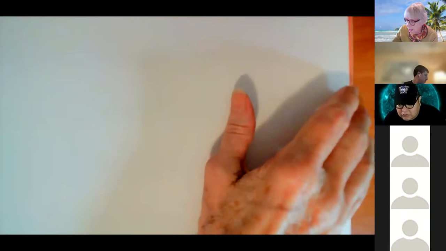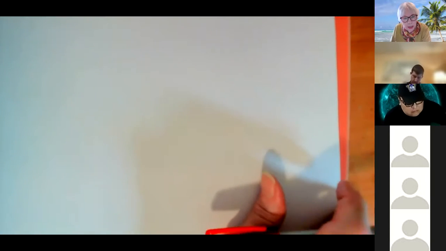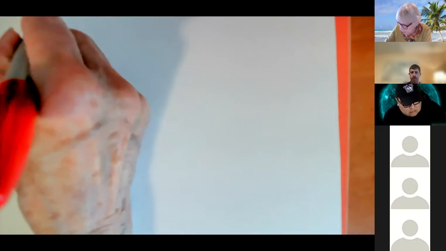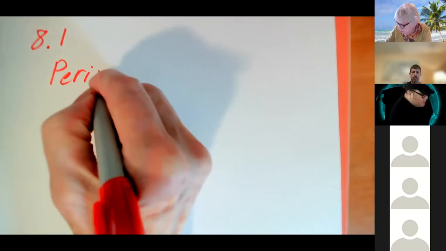And so these are the kind of formulas that get used in geometry, and you may or may not have to memorize them. You can put it on a note card or something if you need the formulas, but most of it actually makes sense. And so I'm going to start. 8.1 is about perimeter.